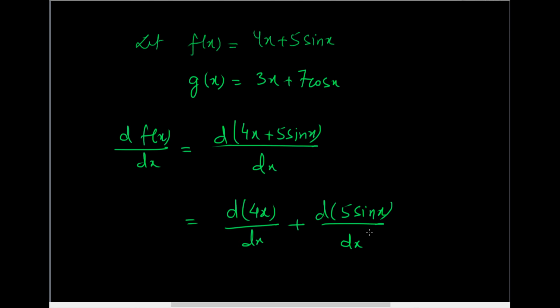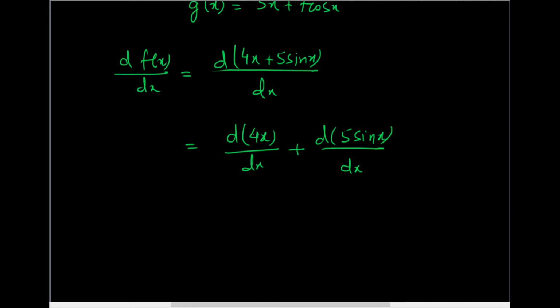And we know if any coefficient or any number is multiplied to a function, we can just put it outside of the operator d over dx. So this is 4 times the derivative of x with respect to x, and plus this is 5 times sin x, so we can put 5 outside of the bracket. So this is 5 times the derivative of sin x with respect to x.